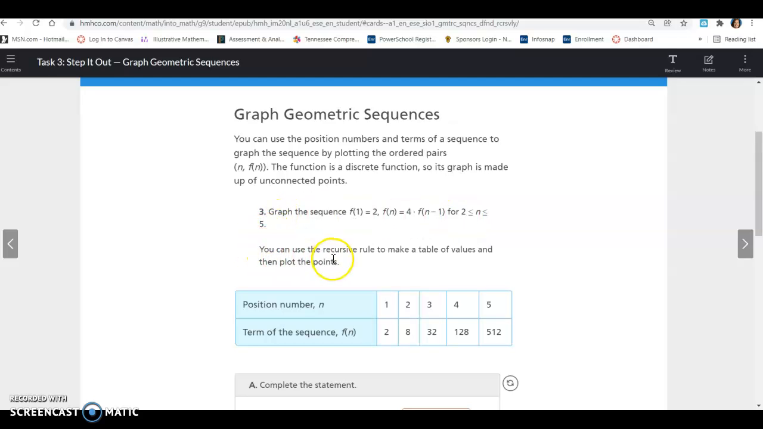All right, so it says you can use the recursive rule to make a table of values and then plot the points. So my first n was 2, and then you can find each one after that by multiplying by 4. So 2 times 4 is 8, 8 times 4 is 32, and so on. So this gives us our first 5 ordered pairs.